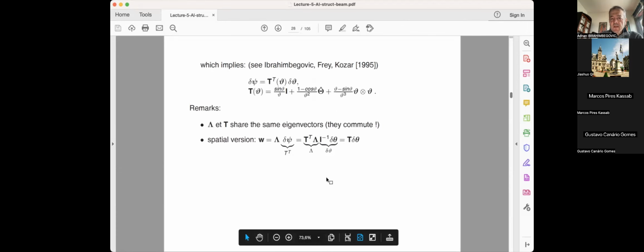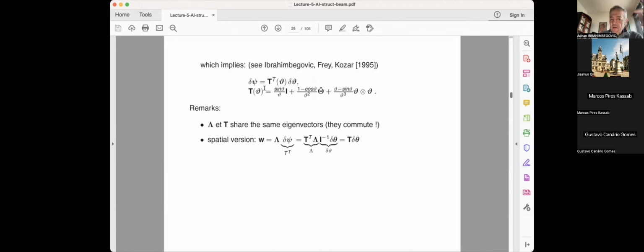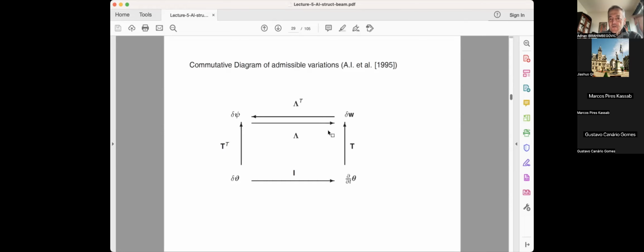And so from this one, I get that the variation of the material representation is equal to the material variation of this vector, and the same thing happens because t and lambda are sharing the same eigenvector. This was done in the work that we did with Ray and Elisa Kojar. They share the same eigenvector, which means they commute, so I can obtain the combination between the virtual rotation in terms of lambda and the virtual rotation in terms of theta. All is spelled out with this so-called commutative diagram. You can have many different parameterizations of your rotation and so on.